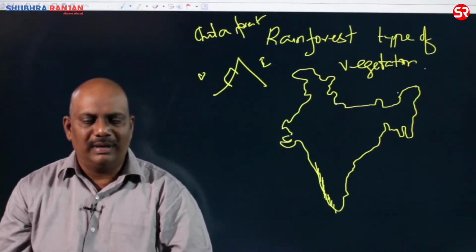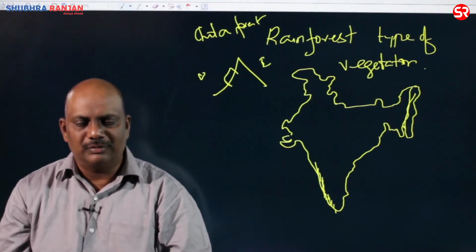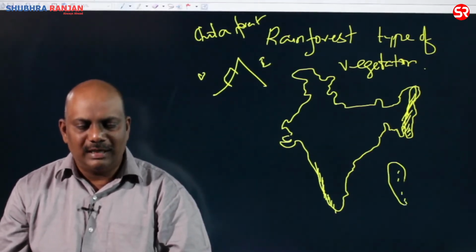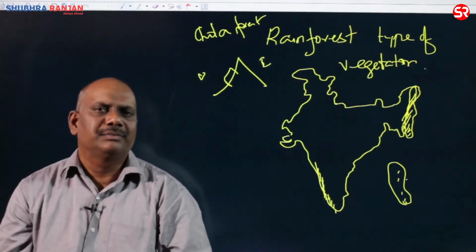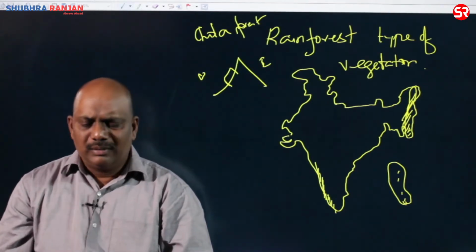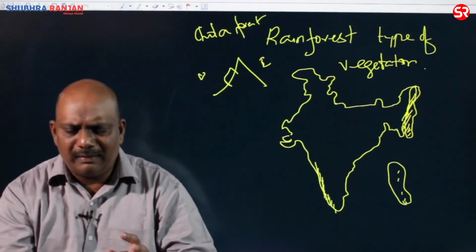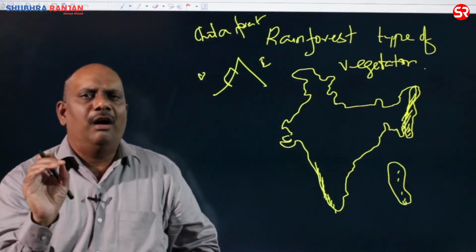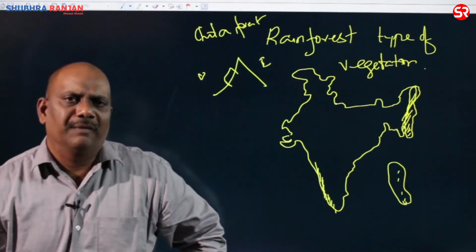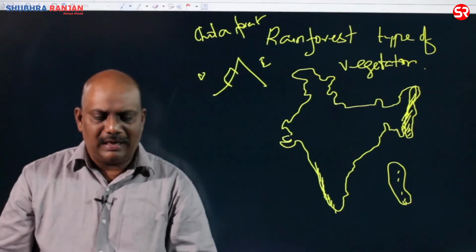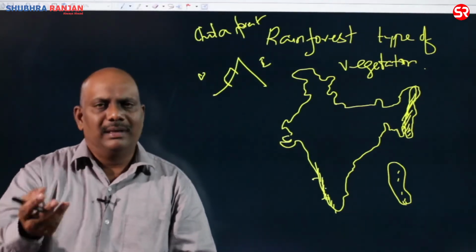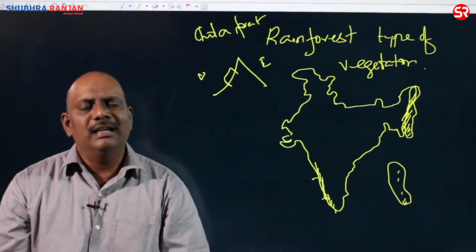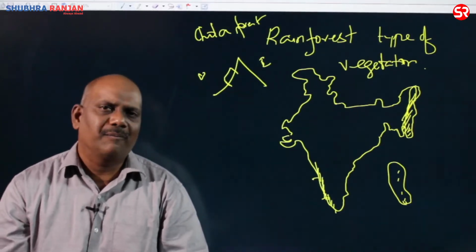Then these forests are found in this entire northeastern region also. Here also we have the rainforest. The Andaman and Nicobar group of islands, right, here also we have this rainforest. So, for an area to have rainforest, there should be a minimum of 200 centimeters of rainfall. There are a few regions here in the Kerala, Karnataka border where it rains more than 400 centimeters per year. So this area is ideally suitable for the rainforest to survive.